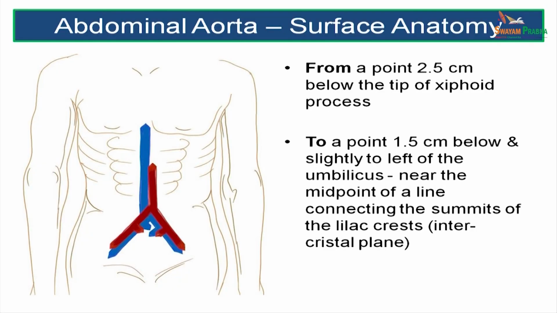If you talk about the surface anatomy or surface marking of the abdominal aorta, it starts from a point 2.5 centimeters below the xiphoid process tip and extends downwards to a point 1.5 centimeters below and a little to the left of the umbilicus, near the midpoint of a line connecting the summits of the iliac crests, which is also called the intercristal plane.